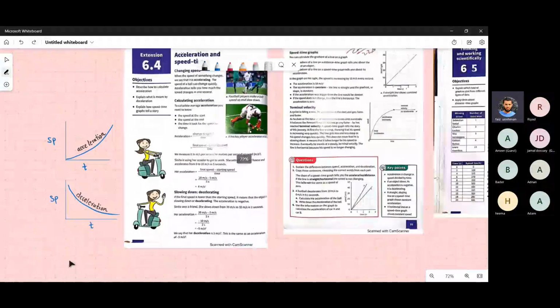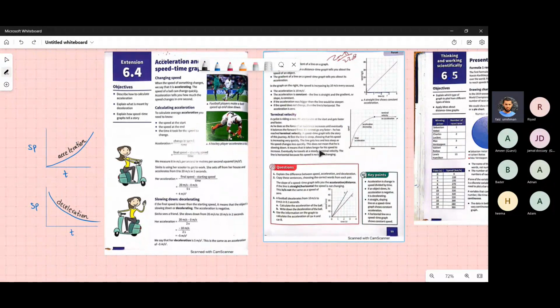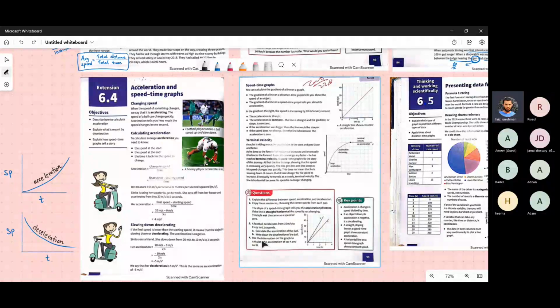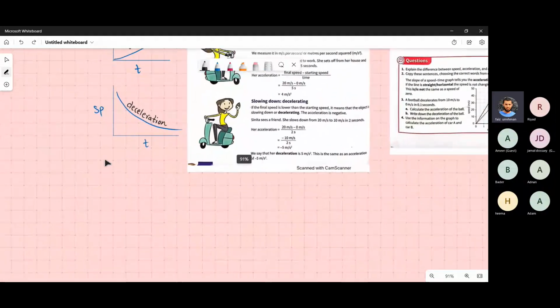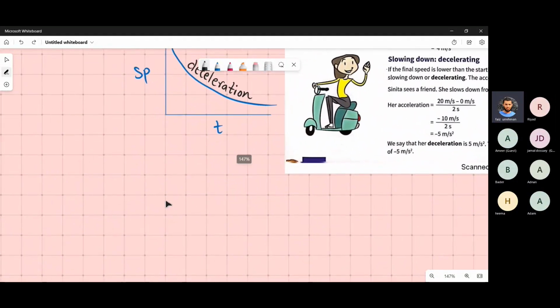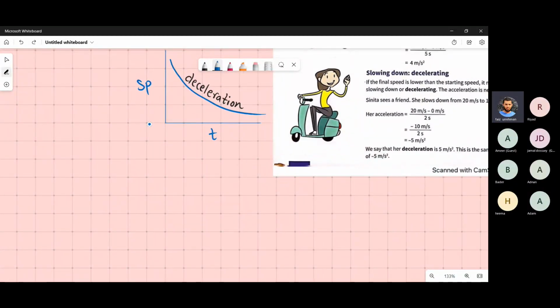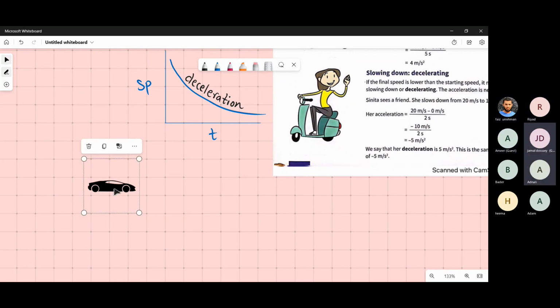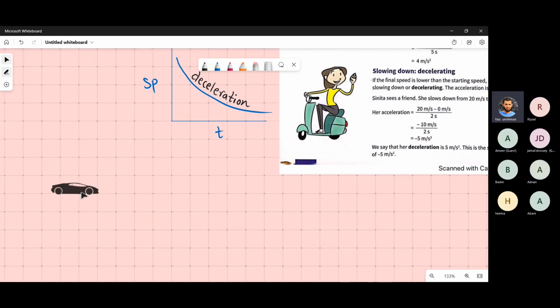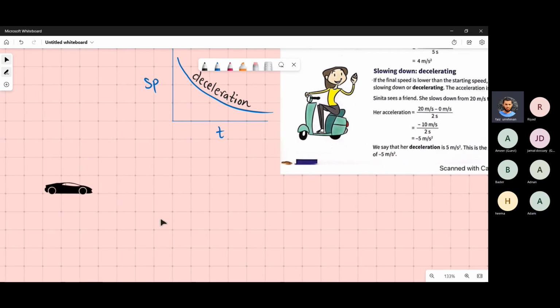So this is the graph for acceleration and deceleration. Now I want to give you a small example. A car was moving at a very fast speed. I'm using the same car again and again. This car looks like which one? Lamborghini Aventador. See, he's giving the exact model name.